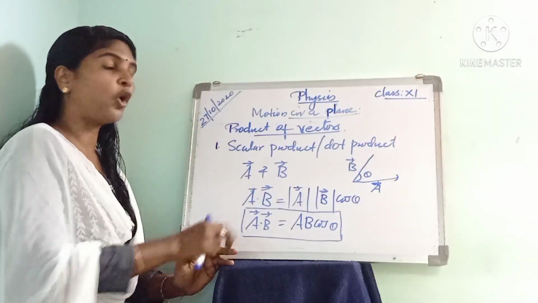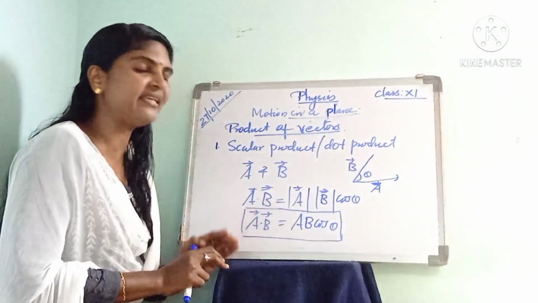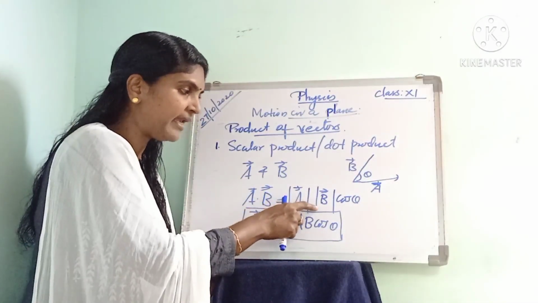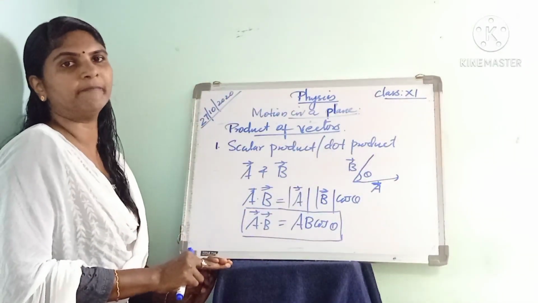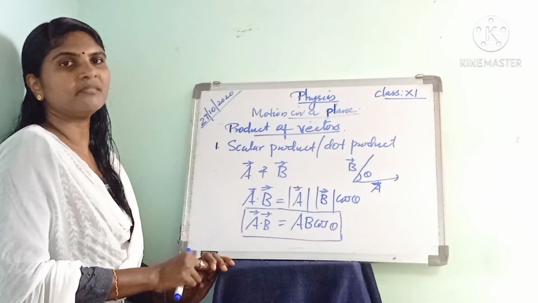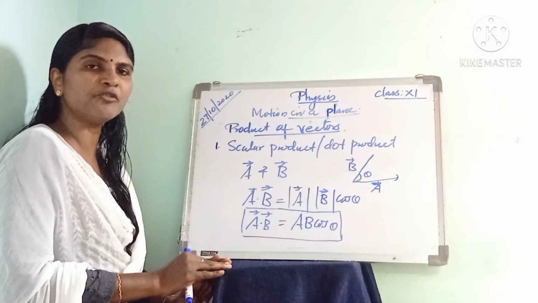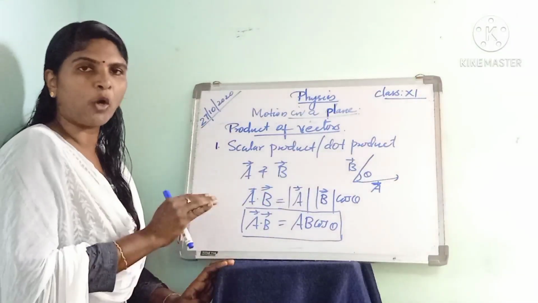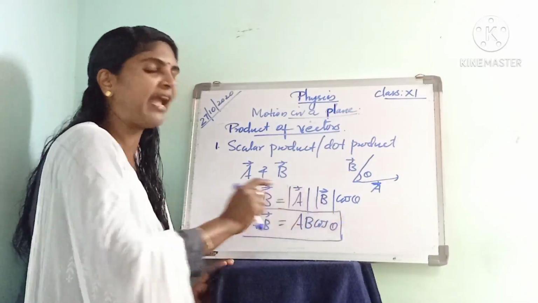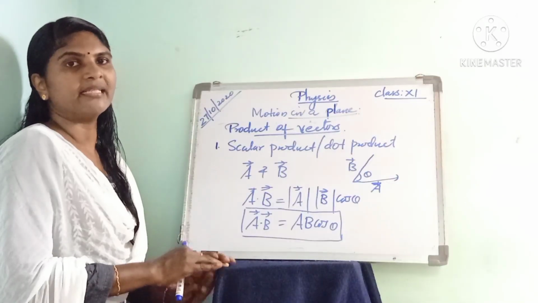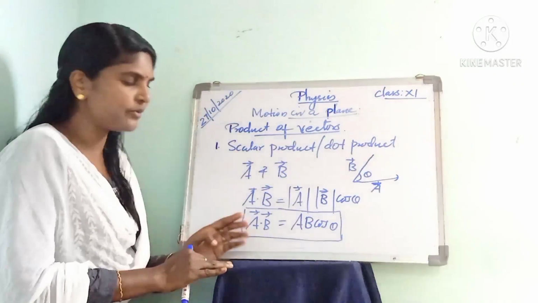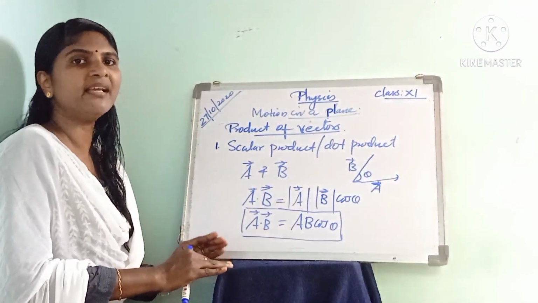So the scalar product or dot product of two vectors A and B is defined as the product of the magnitudes of A and B and the cosine of the angle between A and B.